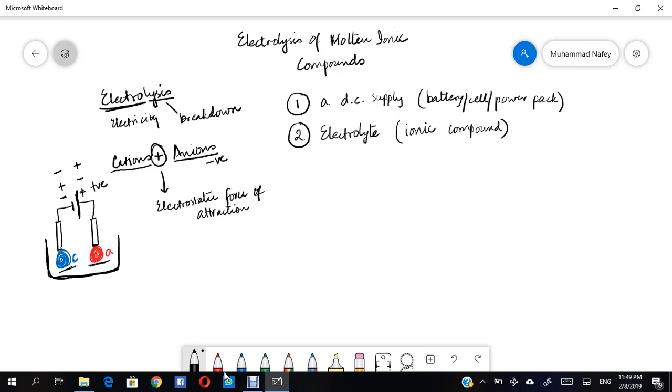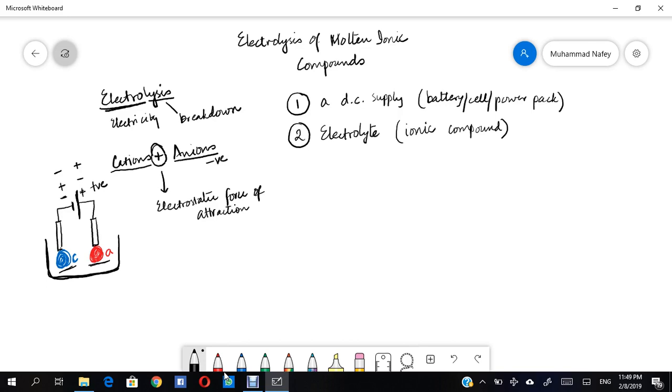Therefore, a solid ionic compound, because of absence of any free charges, cannot conduct electricity. For this reason, we either have to melt that ionic compound, that is, we have to break the electrostatic force of attraction that way in order to make it a conductor, or we have to dissolve it.